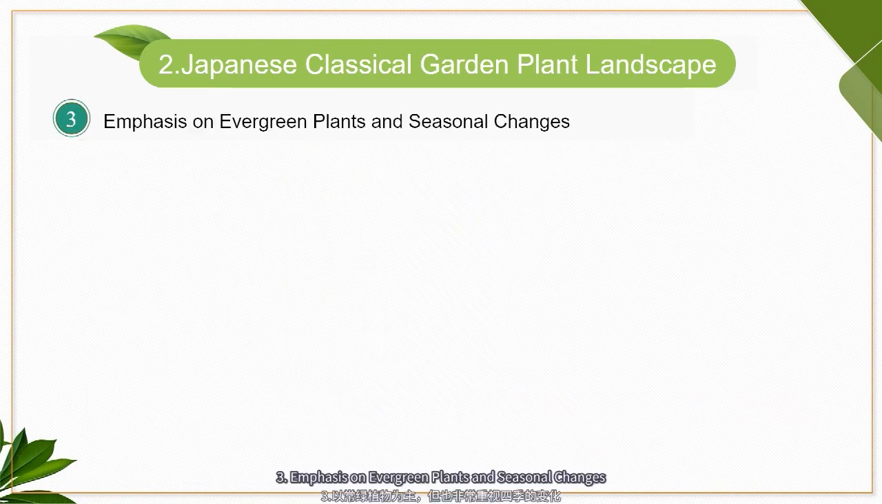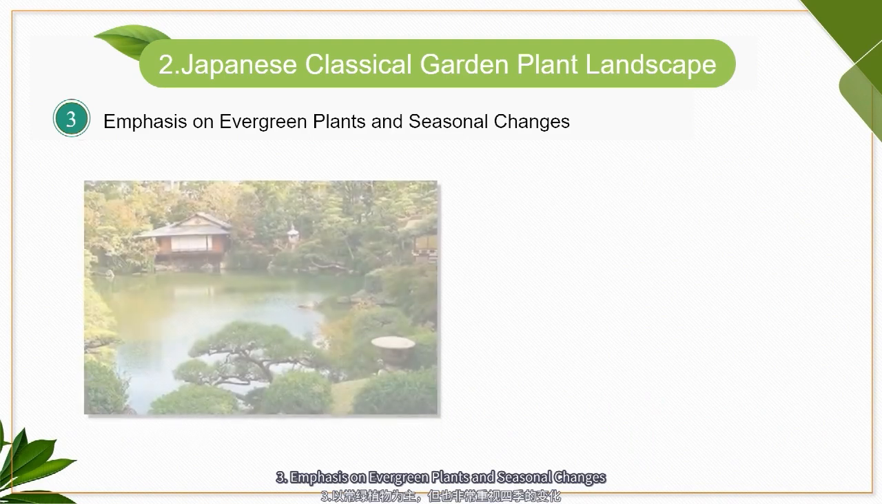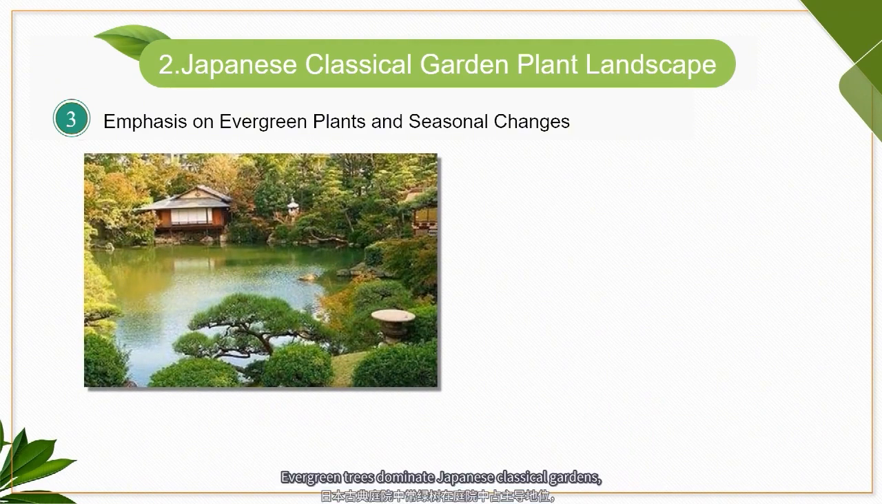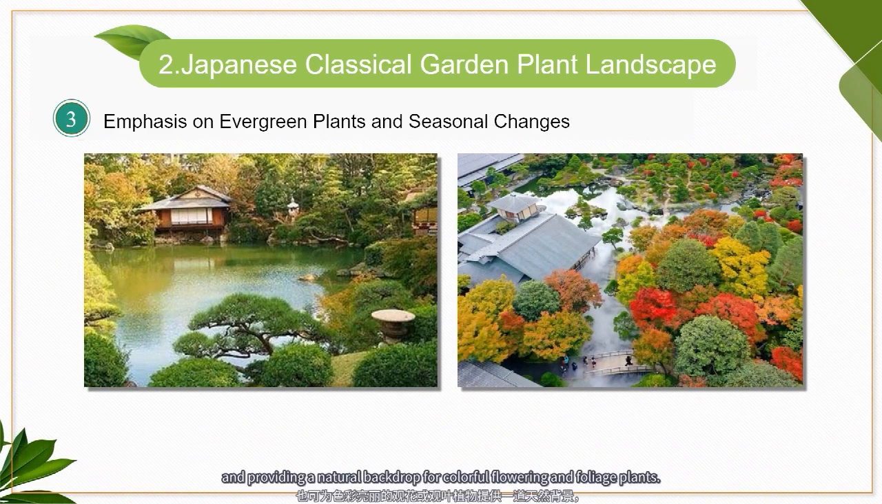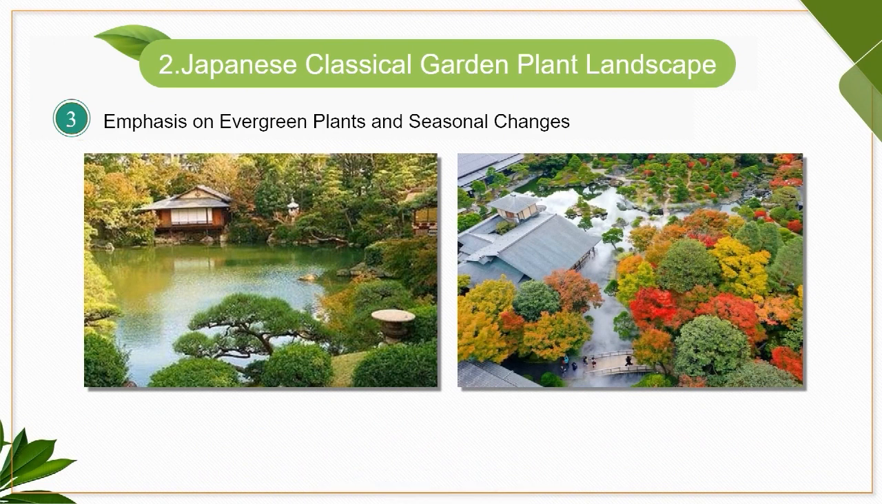3. Emphasis on evergreen plants and seasonal changes. Evergreen trees dominate Japanese classical gardens, maintaining the garden's appearance year-round and providing a natural backdrop for colorful flowering and foliage plants. In Japanese classical gardens, evergreens, rocks, and water features are considered the primary garden materials.